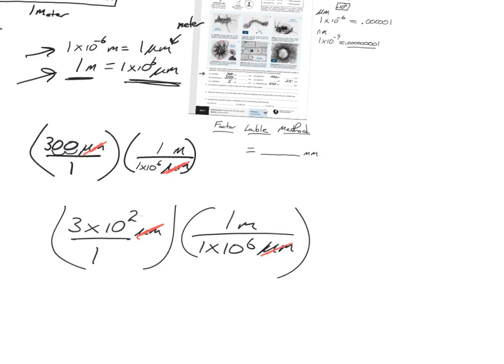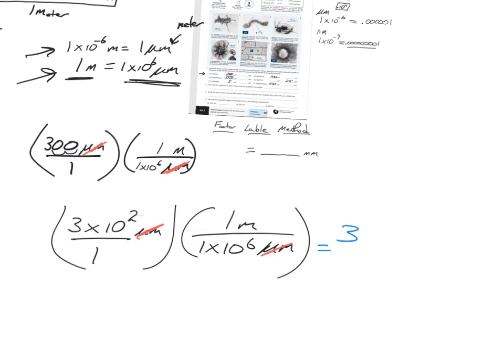So what am I going to do with these exponents? Subtract. What am I subtracting? So 3 times 1 is 3. There's only meters. Is that correct? This is all equal to 3, because 3 times 1 is 3. Is that correct? Yes or no? Yes. 3 times 1 is 3.